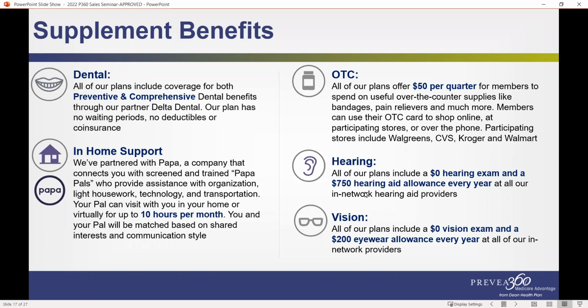All of our plans offer a hearing and vision exam with no copay at an in-network vision provider. And then also a $750 allowance every year towards the purchase of hearing aids at our in-network hearing aid providers, and a $200 allowance every year towards the purchase of eyewear at our in-network providers.